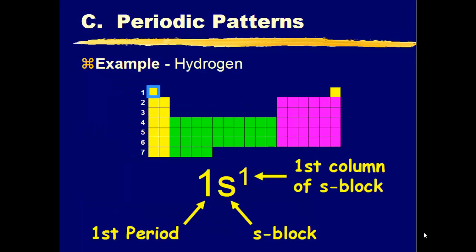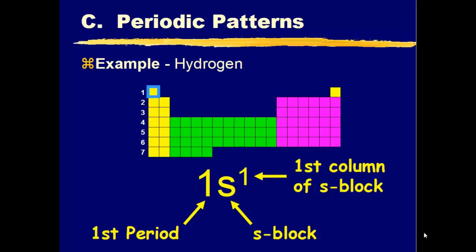Here's a review of what the letters and numbers in the configurations mean. The big number in front of the letter tells you the energy level or the period. The s tells you the block, and then the exponent looking number tells you which column of that block each element is in. And I've shown you the one for hydrogen.